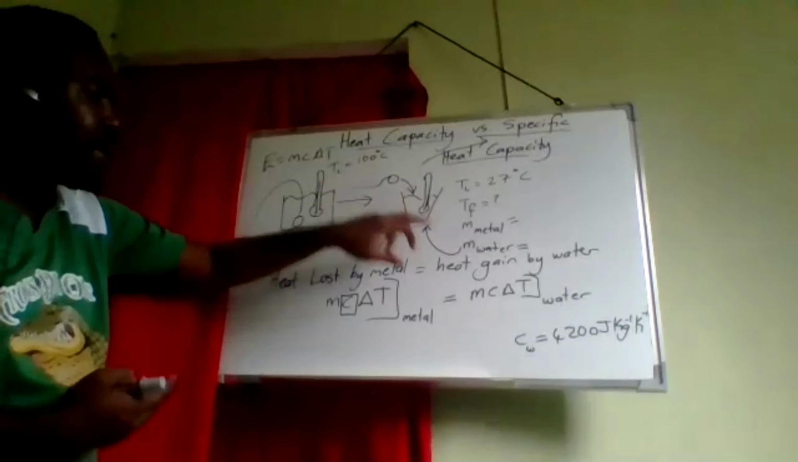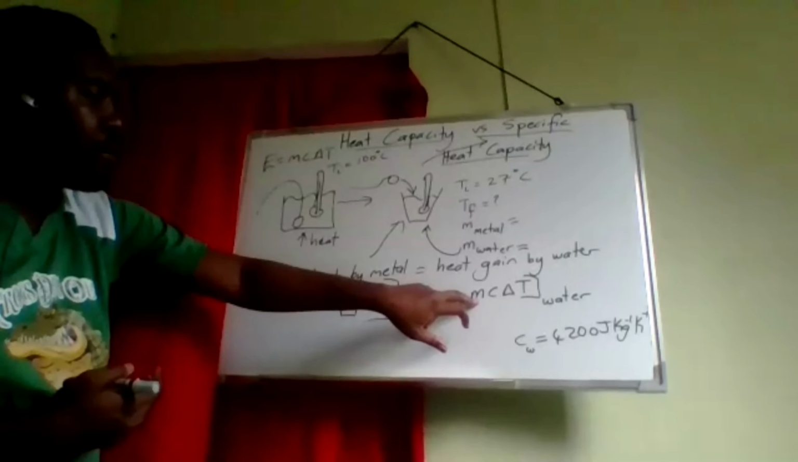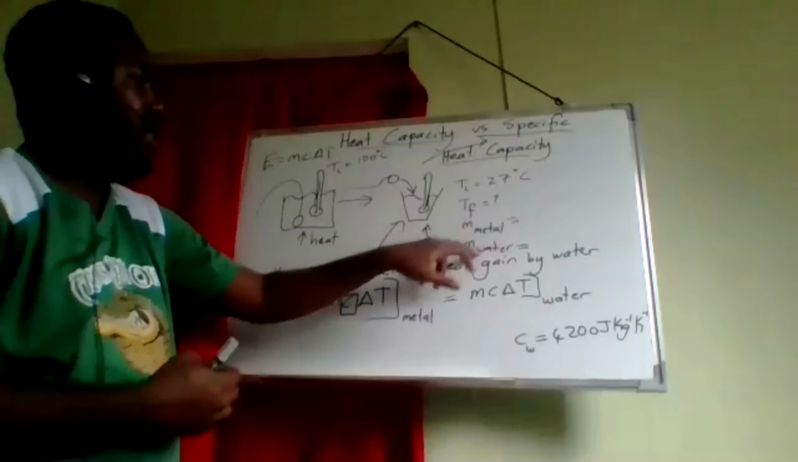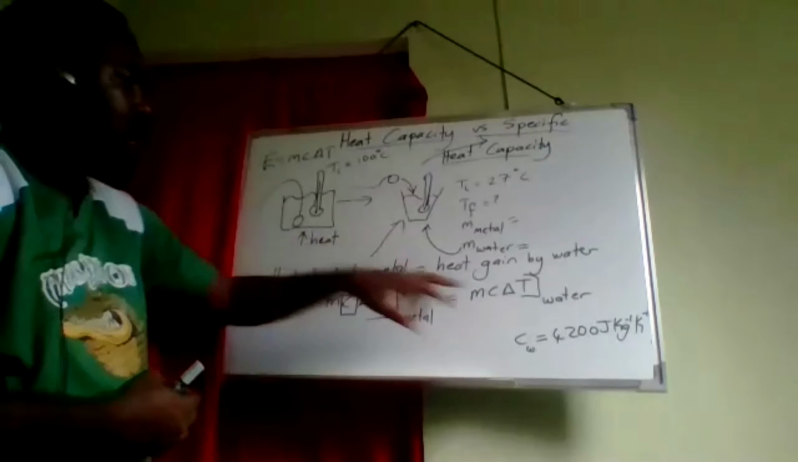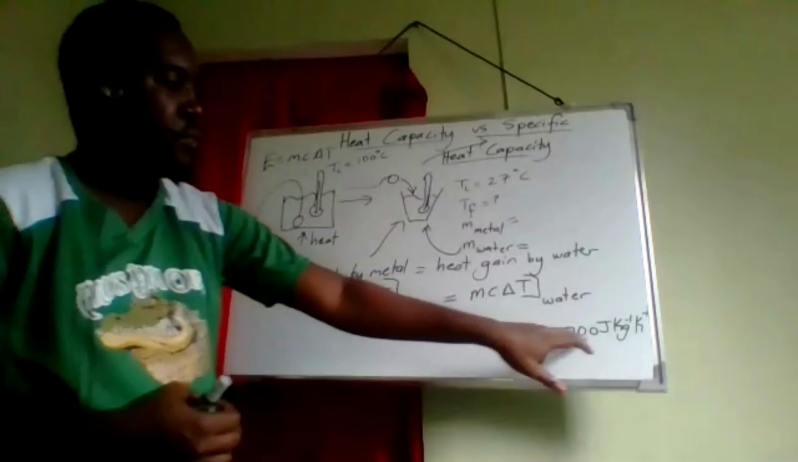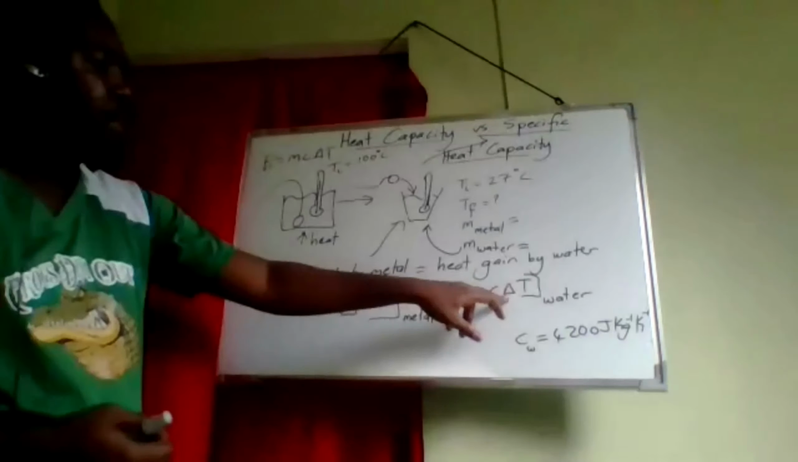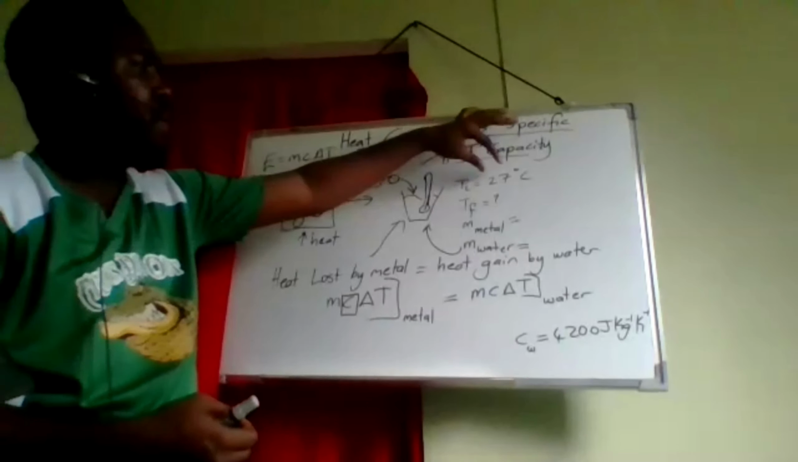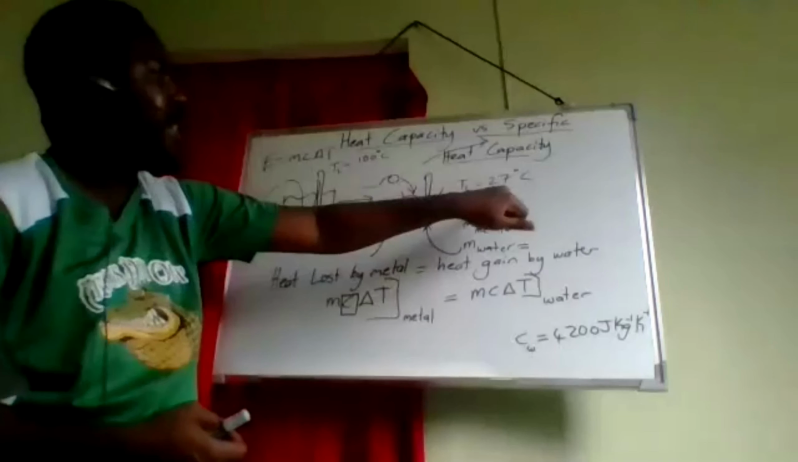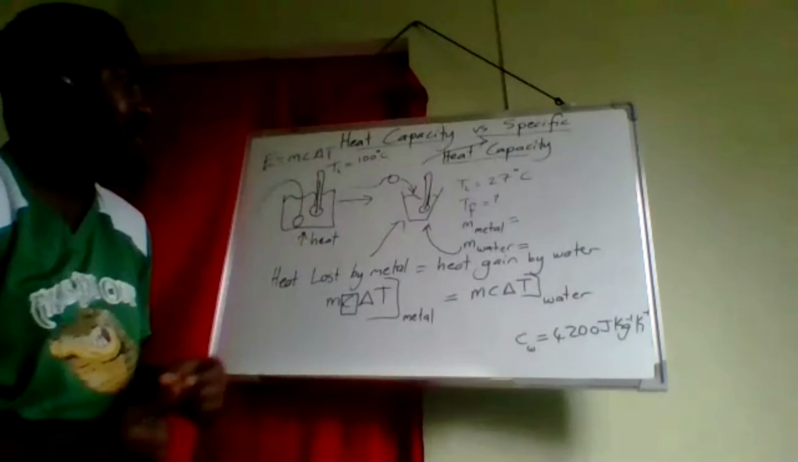And then over here we have the mass of the water, which is the mass of the water in the cup, times the C of water, which is 4,200, times the change in temperature of the water, which would be from the room temperature water to the temperature that it increased to.